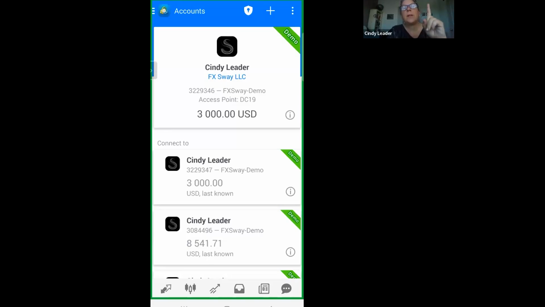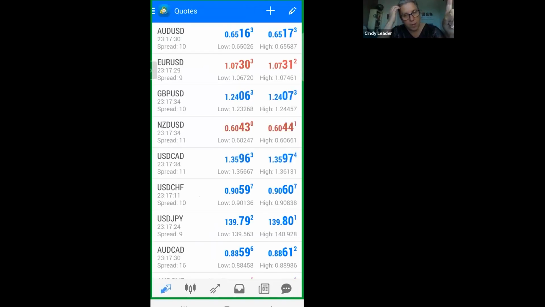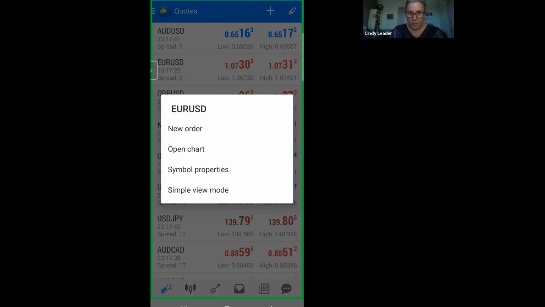So one standard lot in Forex pairs is a 100,000 contract size. We can go into EU, for example. You're on the espresso tier, so you know something about MT4. When you want to trade a pair, you would tap on that pair like I just did on my phone, and it brings up a new order.